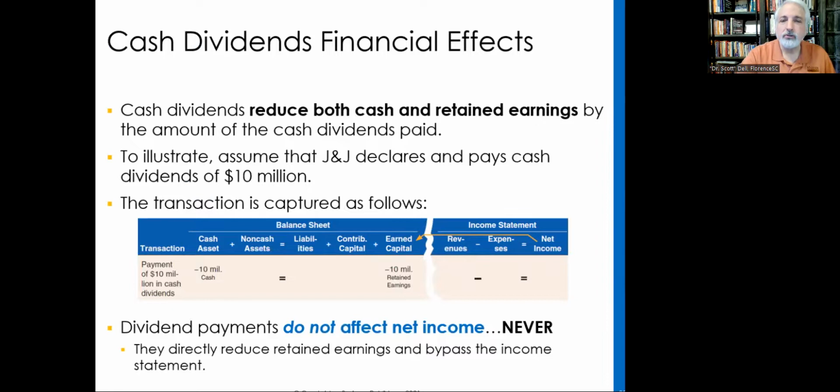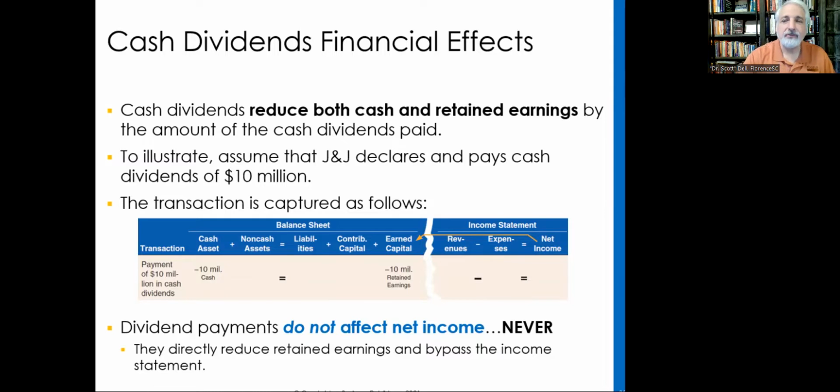So cash dividends reduce both cash and retained earnings. Remember retained earnings, we have that add net income, deduct dividends. Well, here we're deducting dividends. That's going to reduce our equity, reduce our retained earnings. When we declare, we're going to pay out some monies. We're going to pay out some dividends. It never, ever, ever shows up on the income statement.